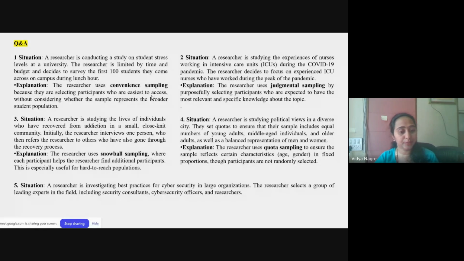Okay. Now the fifth situation, as we did before, will be a mixture of it because sometimes we have to use mixed methodologies. A researcher is investigating best practices for cybersecurity in a large organization. The researcher selected a group of leading experts in the field, including security consultants, cybersecurity officers, and researchers. What kind of sampling is this?